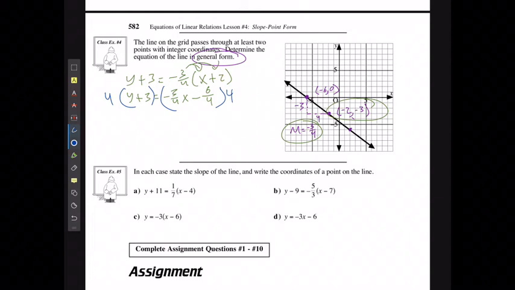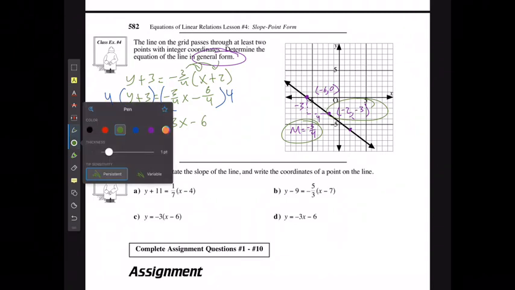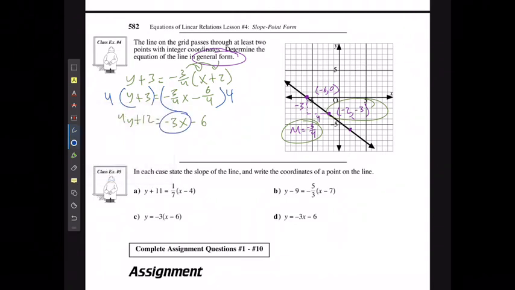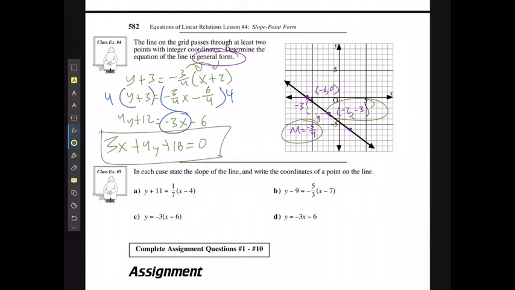And what I'm going to wind up with is 4y plus 12 is equal to negative 3x minus 6. At this point, because I can see that x is negative, I'm going to wind up moving everything to the left-hand side. So I'm going to add 3x to both sides. 3x plus 4y, and the 12 plus 6 is going to give me plus 18 is equal to 0. There's my general form.